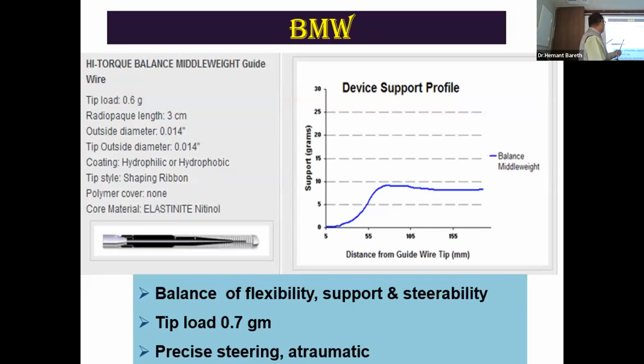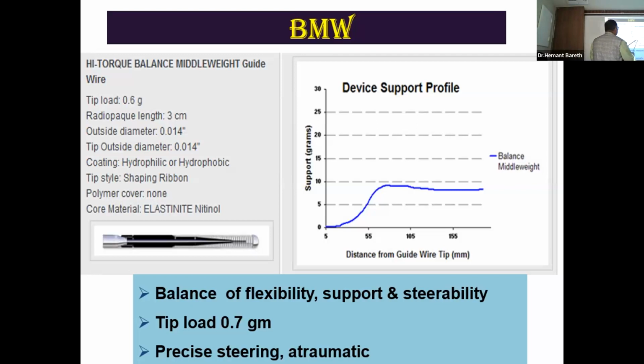This is a BMW wire. You can see it is an Elastinite wire with a tip load of 0.6. A BMW Universal may have a tip load of 0.7, but this one has a tip load of 0.6, 30 mm radio-opaque length, 0.014 diameter. No taper. Mostly it is hydrophilic. There is a shaping ribbon. There is no polymer, and the material is, as I say, Elastinite, one type of nitinol.